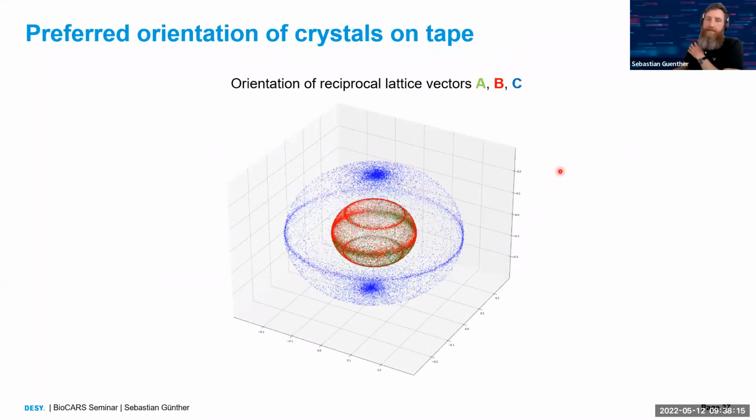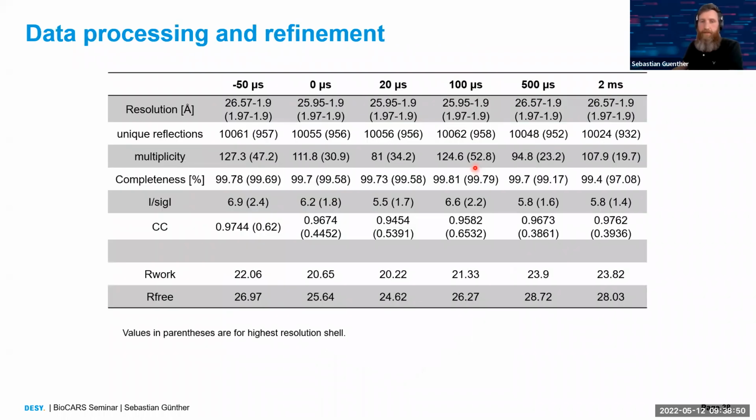One drawback of the tape is that, if your crystals have a certain shape, they might all fall or be blotted on the tape in the same orientation, a preferred orientation. And this, of course, can make it difficult to cover the whole reciprocal space. You do see some tendency here if you plot the reciprocal lattice vectors for the unit cell of lysozyme, where A and B are equal. You see the spheres here, and for the C-axis you can clearly see some accumulation. Nevertheless, this was still okay to get complete data sets, shown here.